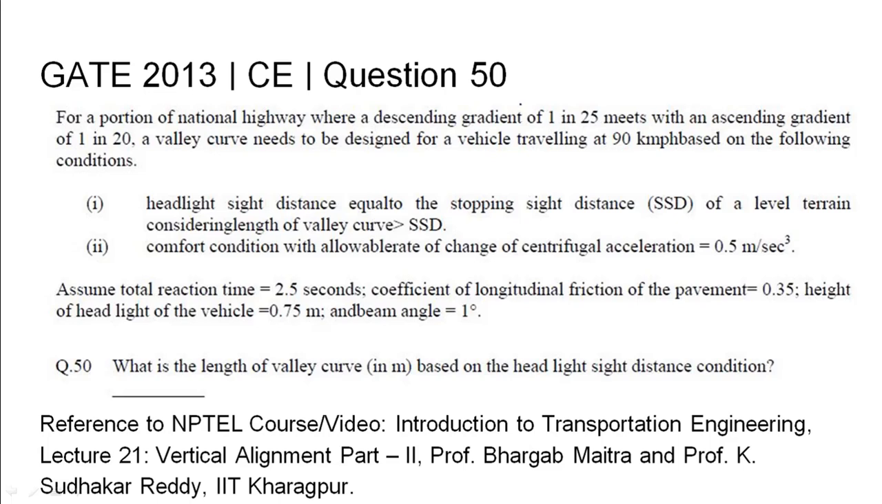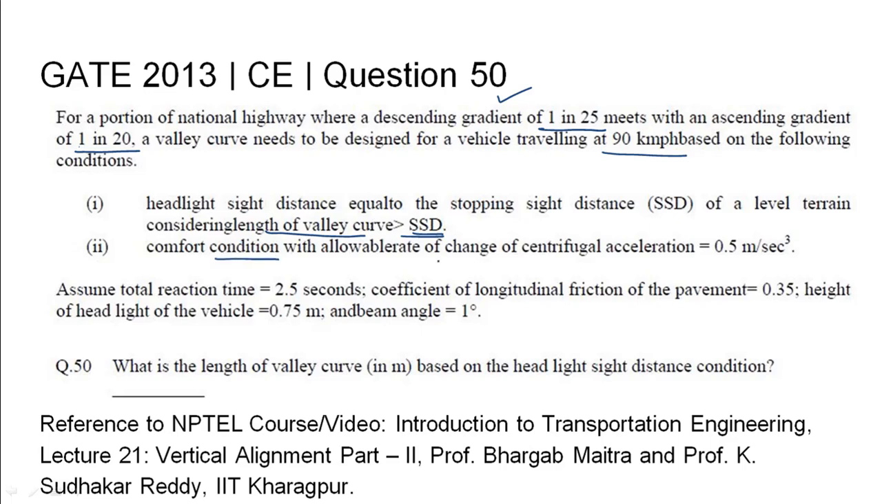2013 Civil Engineering Question 50. For a portion of national highway where a descending gradient of 1 in 25 meets with an ascending gradient of 1 in 20, a valley curve needs to be designed for a vehicle traveling at 90 km per hour based on the following conditions. Headlight sight distance equal to the stopping sight distance of a level terrain considering the length of valley curve greater than the stopping sight distance.